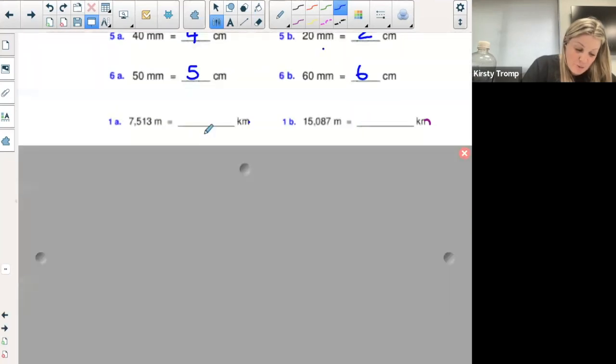So in other words, if we've got 7,513 meters, how do we convert that into kilometers? We need to move this comma 3 times. So we're going to have 0, 0, 1, 2, 3. 0, 0, 7, 5, 1, 3.